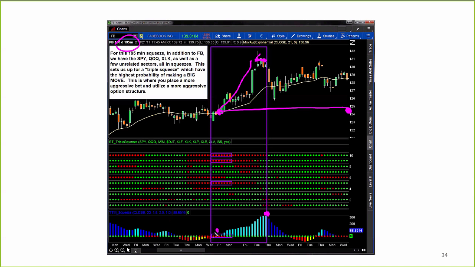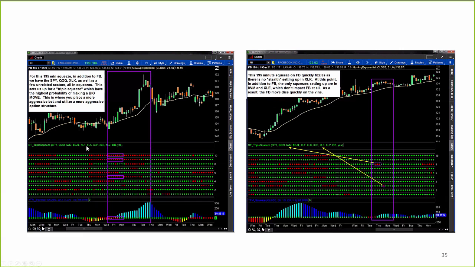But if you look at the squeeze and you look at this, wow, the S&P 500 is also in a squeeze. The Qs are in a squeeze. And most importantly, technology is in a squeeze, okay? So that's what we call the triple squeeze. When you've got at least 3 of these up here lined up with the stock you're trading, the power becomes really, really immense, all right?